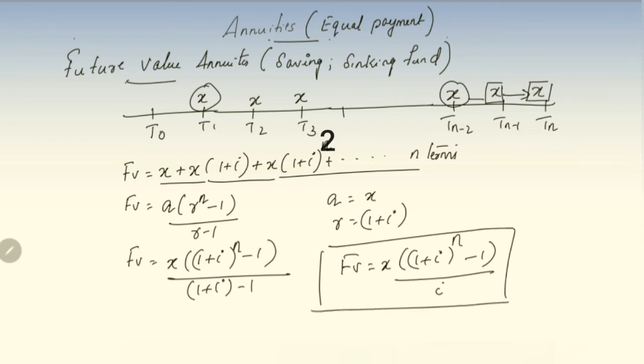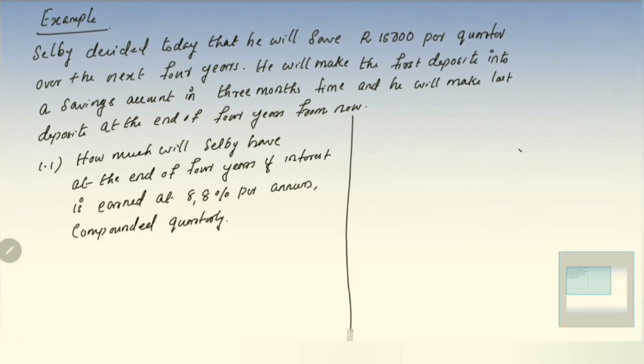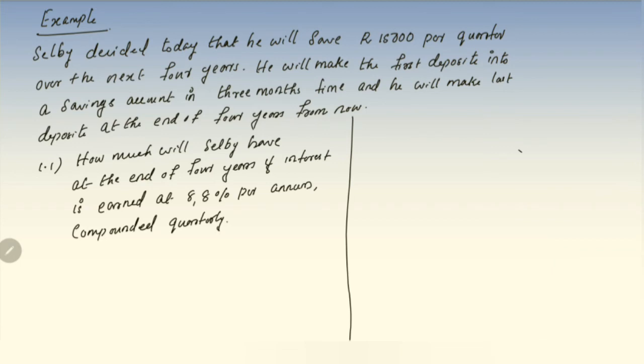So we are using this formula to calculate what? The future value annuity when it comes to an equal payment. Is it clear? Okay, now look at this question. That is example number 1. Selby decided today that he will save. So we can see that here it is about the savings. He will save 15,000 per quarter over the next 4 years.